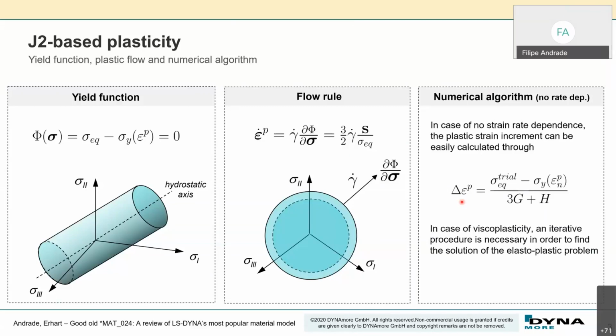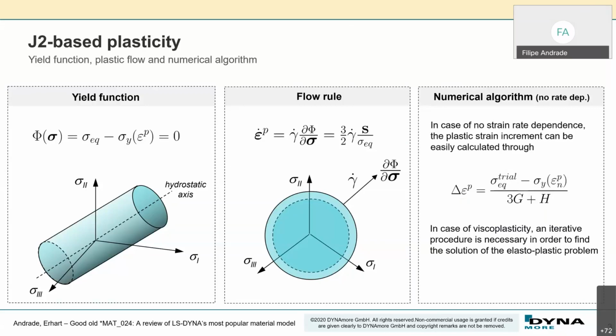And that's why sometimes when people change from MET24 to something else, they notice that they need more computational time. And what people typically say is, well, this new material model is too slow. I think it's more like MET24 is extremely fast. And one of the reasons is the simplicity of the model.